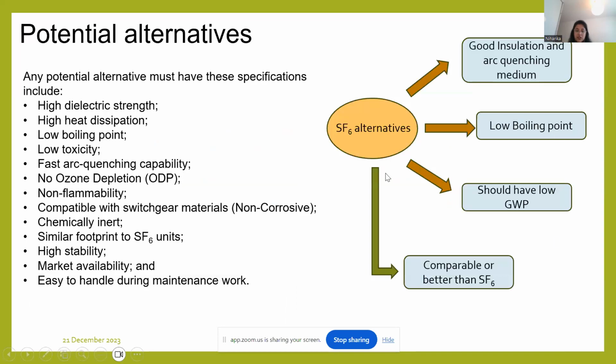So for the potential alternatives to SF6, we need good insulation, dielectric strength, high heat dissipation, low boiling point, low toxicity, good arc quenching capability, and non-flammability. It should be stable, it should be readily available, and it should be easy to handle during the maintenance works. And above all, it should be comparable to and better than SF6.